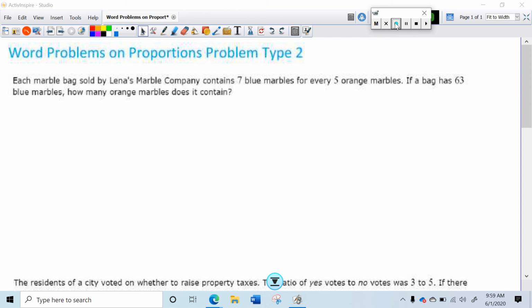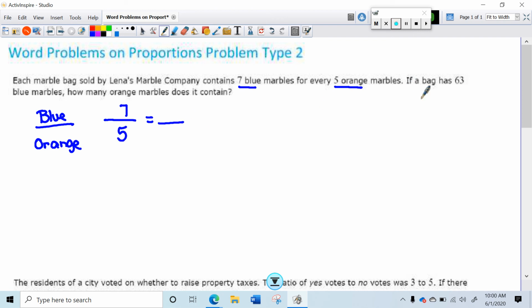Word problems on proportions, problem type 2. Each bag sold by Lena's Marble Company contains 7 blue marbles for every 5 orange marbles. So I set up proportions going in the order of the information that they give me. So I'm going to do blue over orange. A proportion is one fraction equaling another. So you put them exactly where they say. So 7 for the blue, 5 for the orange.